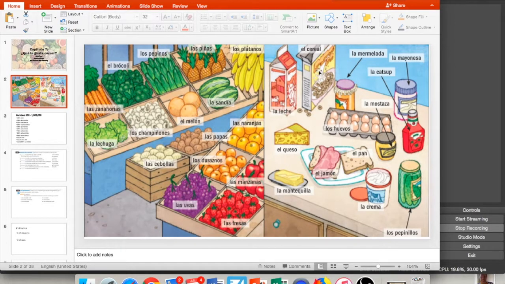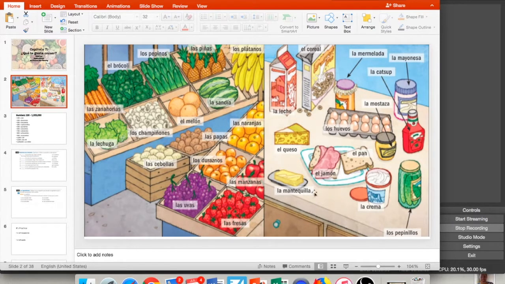As we come over here, you get some more frequently seen condiments. So, for example, we have la mermelada. Mermelada is jam or preserves, you might say. We have la catsup. Catsup is ketchup. We have mostaza, mustard, and mayonesa, mayonnaise. Over here, we have some huevos, eggs, queso, cheese, jamón, ham. Mantequilla, butter, pan, bread, crema, we would probably say sour cream there, and then pepinillos, pickles.